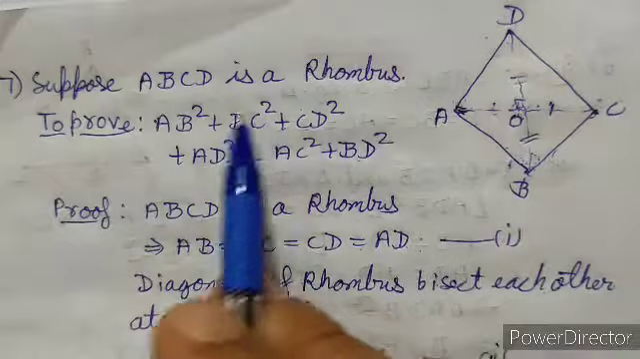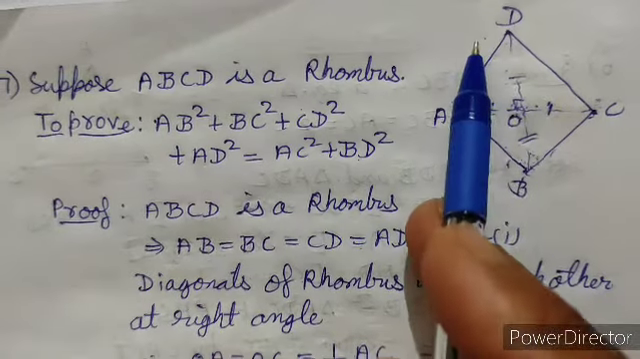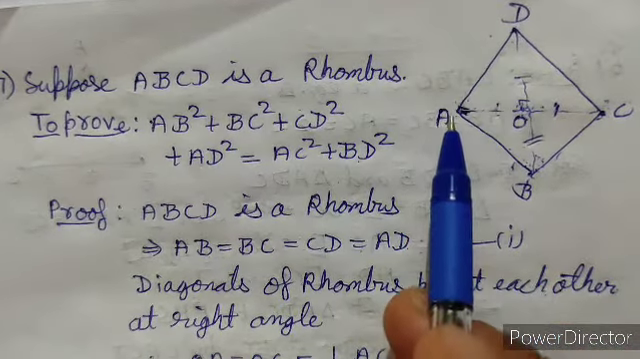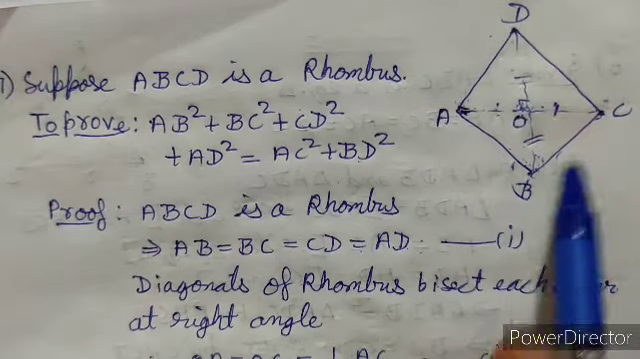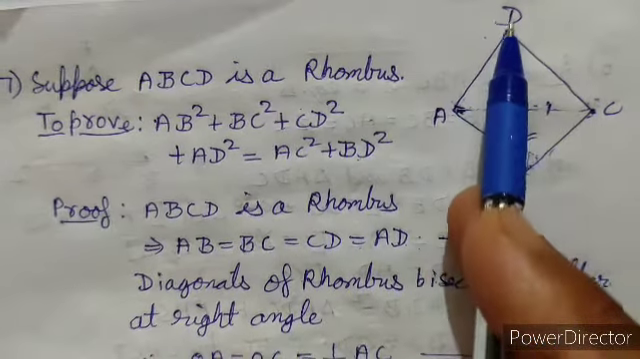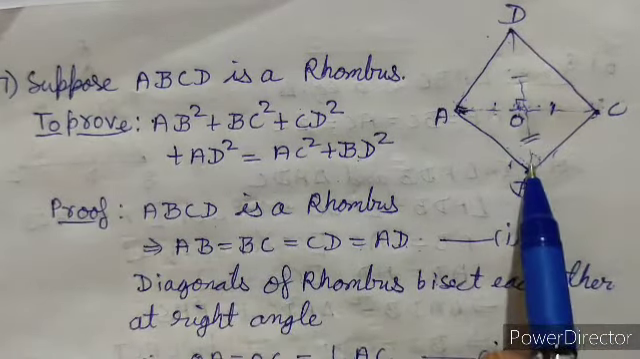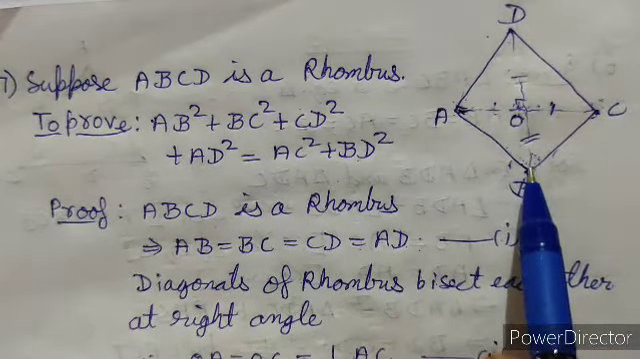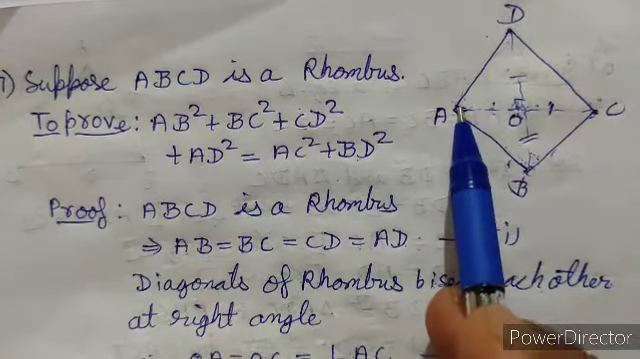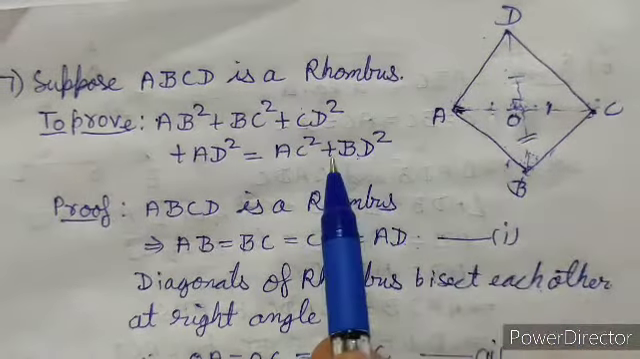Now suppose ABCD is a rhombus. Here we have to prove that AB square plus BC square plus CD square plus AD square, that is the sum of the squares of the sides of a rhombus, is equal to the sum of the squares of its diagonals. That means it will be equal to AC square plus BD square.